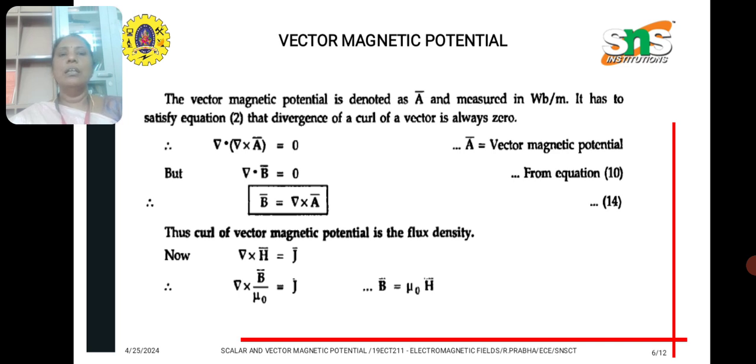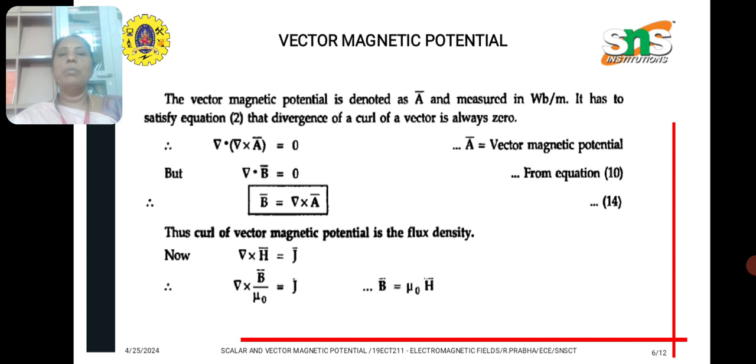And next we are going to see vector magnetic potential. We know that the vector magnetic potential is denoted by A vector, and it is measured in the unit Webers per meter, and it must satisfy the equation del dot del cross A is equal to 0. We know that del cross of A is equal to B, that is magnetic flux density. So we can write the equation del dot of B is equal to 0, where B is equal to del cross of A. And the curl of vector magnetic potential is the flux density.